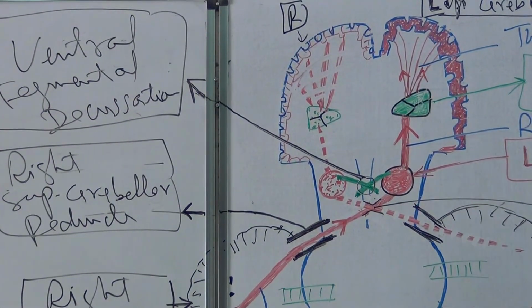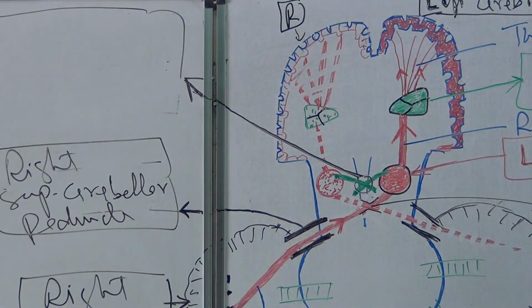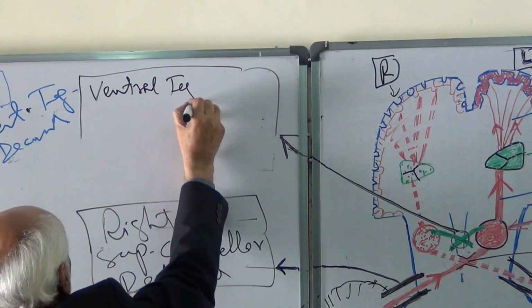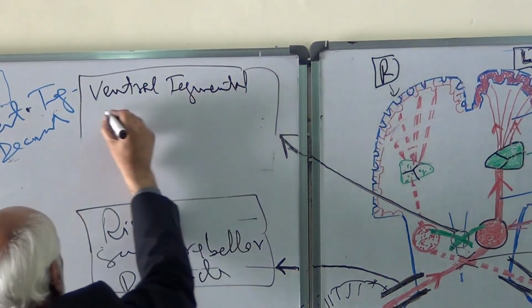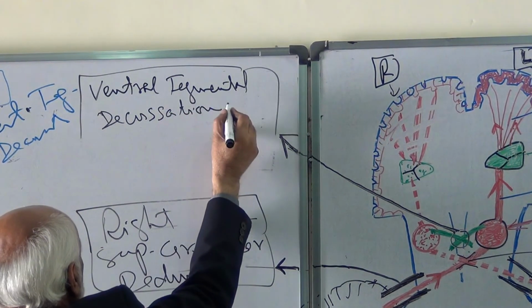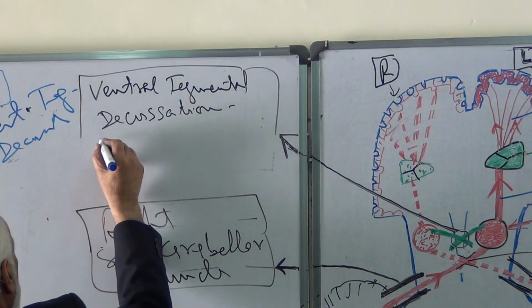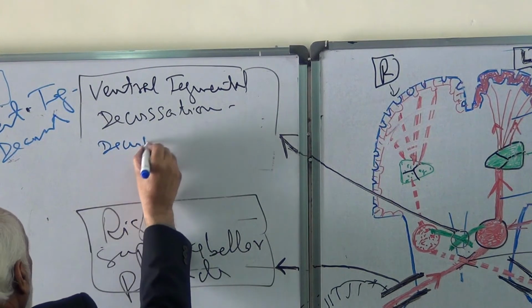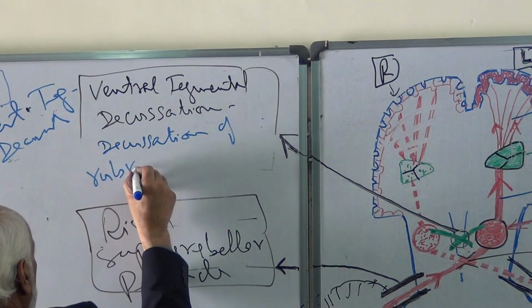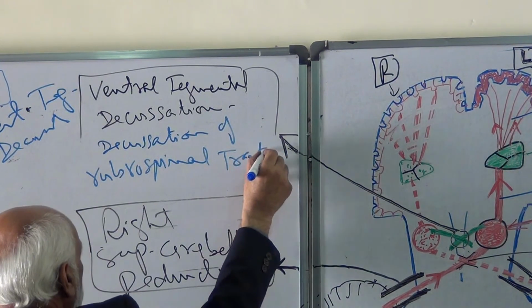Now, ventral tegmental decussation. What is this? Decussation of rubrospinal tracts. It is decussation of right and left rubrospinal tracts.